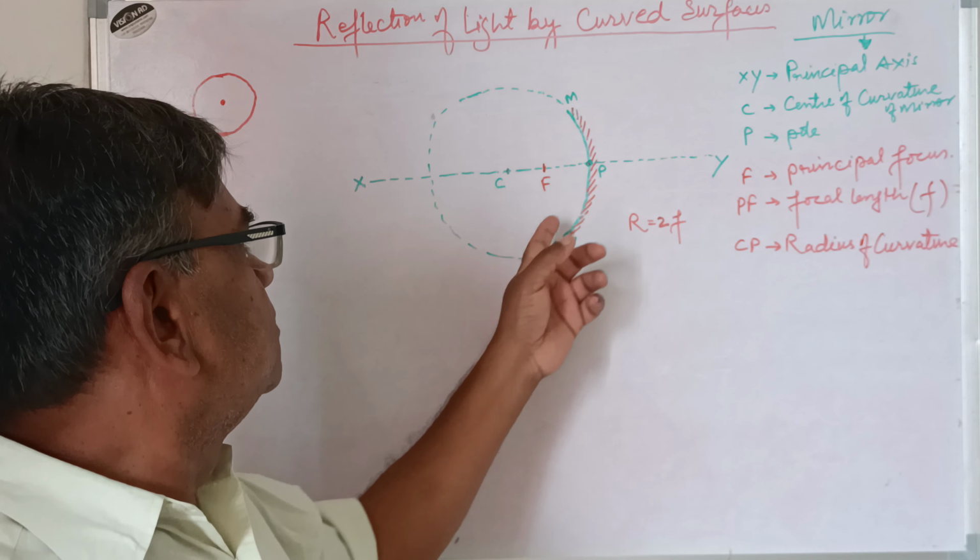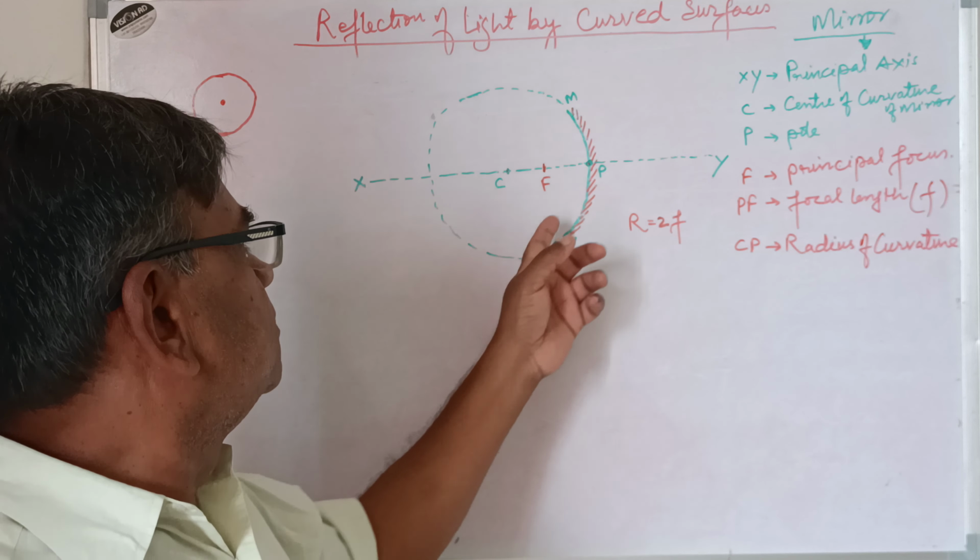Now let us discuss how the image is formed when the object is put at different places before the concave mirror. So how is the image formed? We know the term path of reflection of rays: how the rays are reflected and how the image is formed.